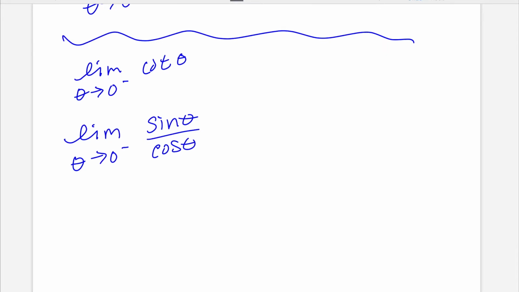Oh, sorry, I said sine over cosine. I hope you're yelling at me. Wait, it's cosine over sine because it's cotangent. You're right. That's on me. Sorry.